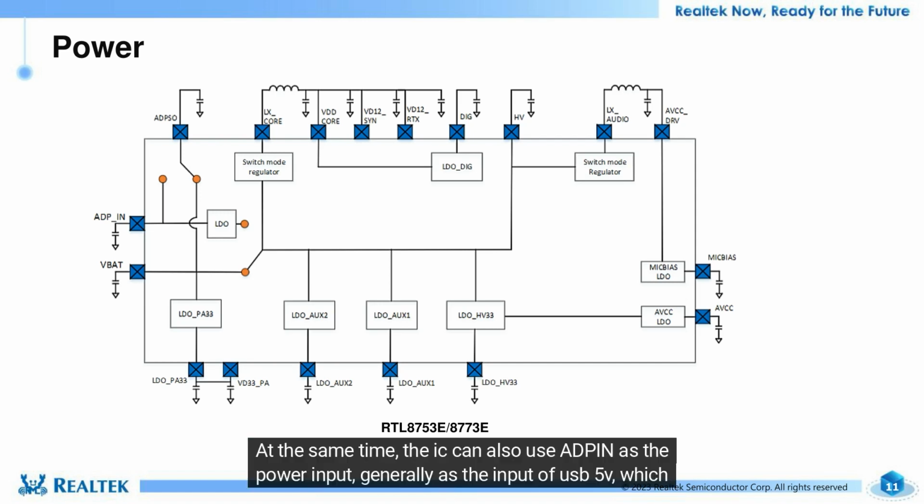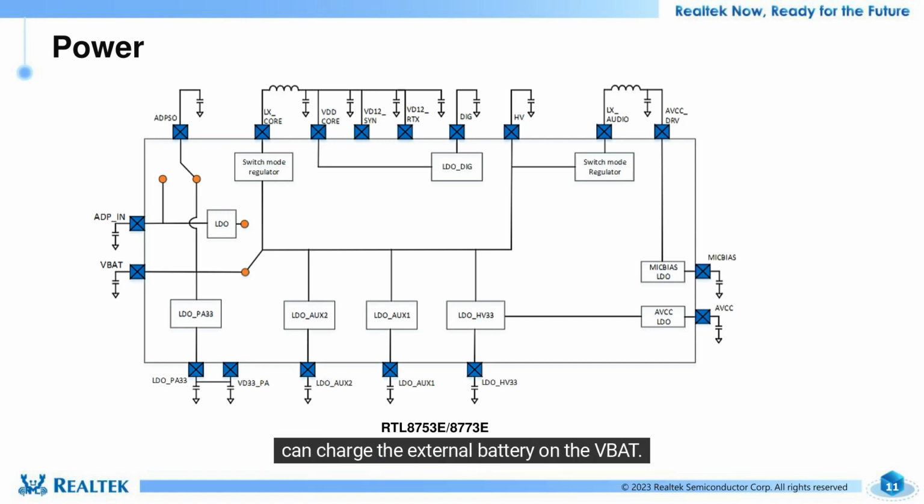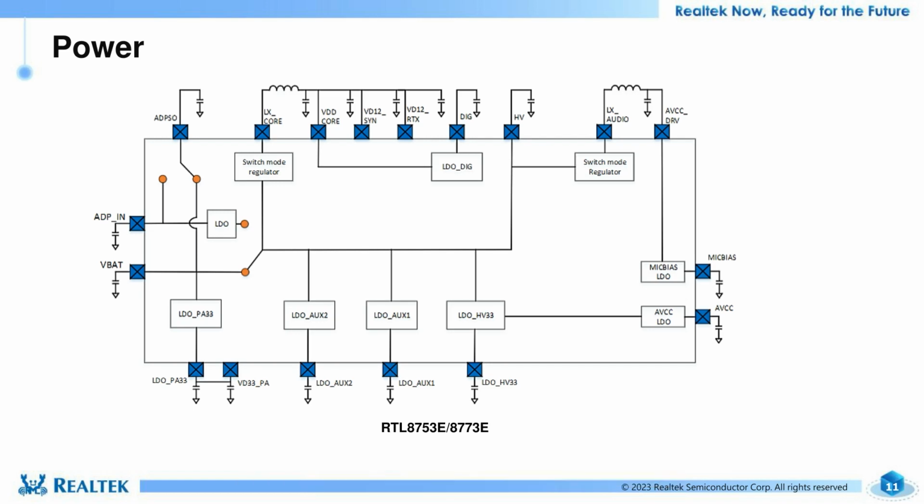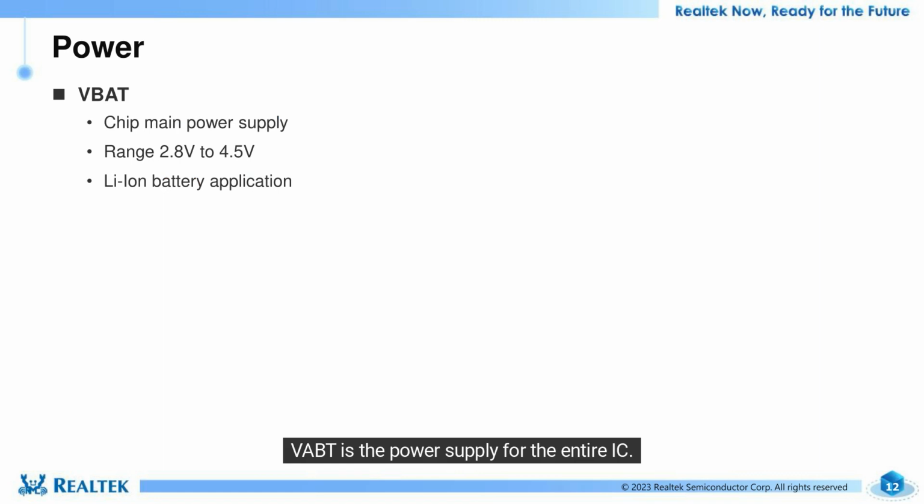At the same time, the IC can also use ADPIN as the power input, generally as the input of USB 5V, which can charge the external battery on the VBAT. When 5V is connected to ADPIN, IC will work from the power supply of 5V and charge VBAT at the same time. VBAT is the power supply for the entire IC.